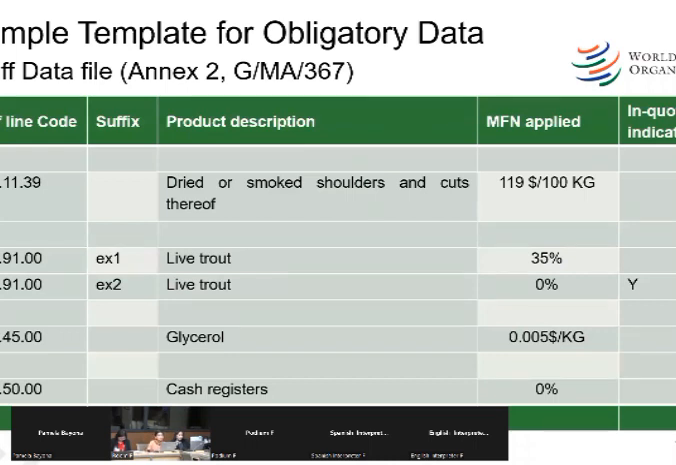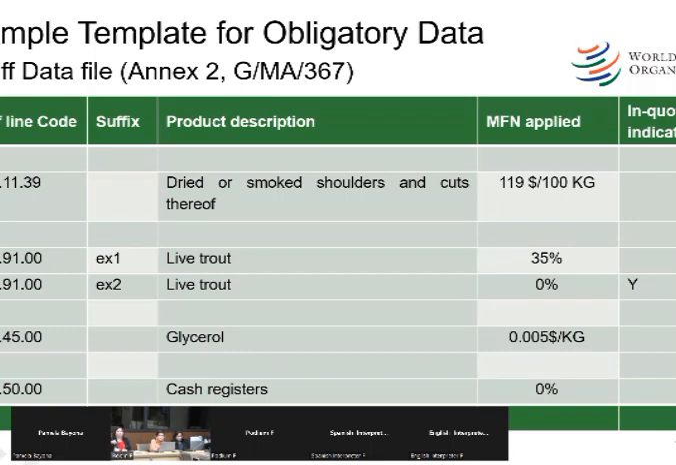So this is the sample template for obligatory data. So you can see in the format, we need the tariff line code, and the tariff line code should be in the actual number of digits that you use in your customs bureau. The first 6 digits should follow the standard HS subheading codes. And they should be all in one specific HS version only.